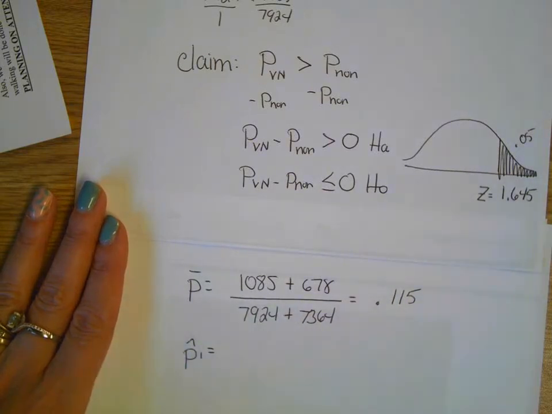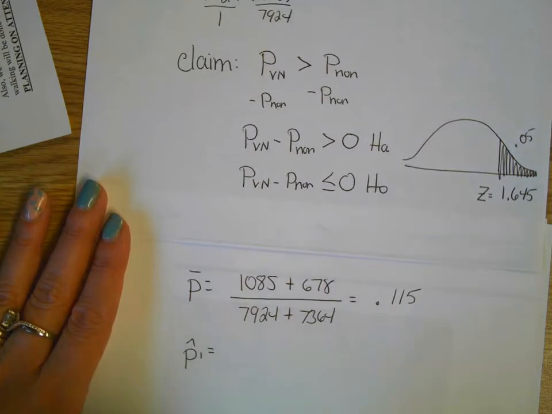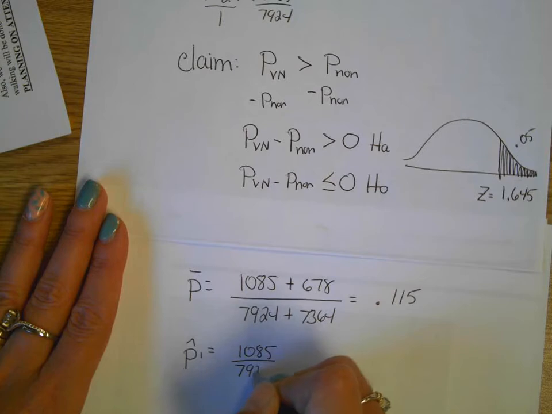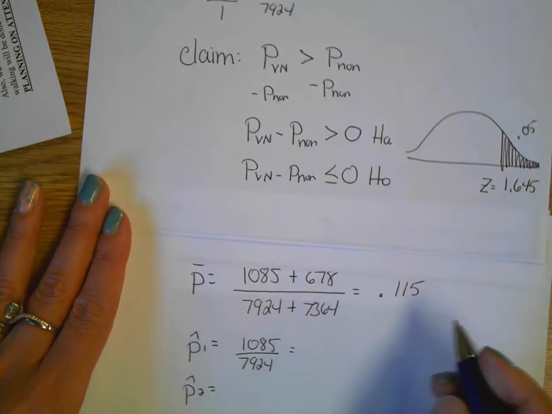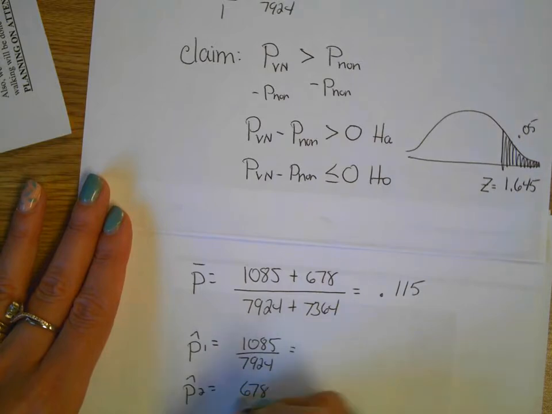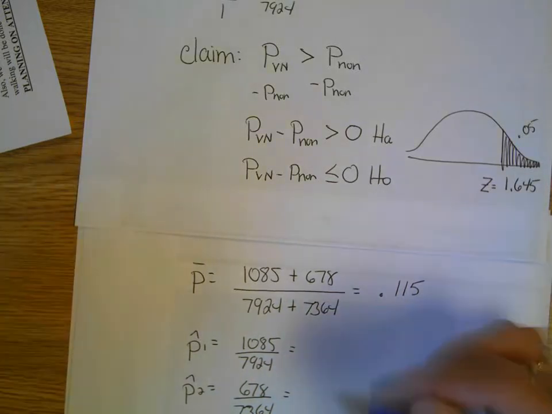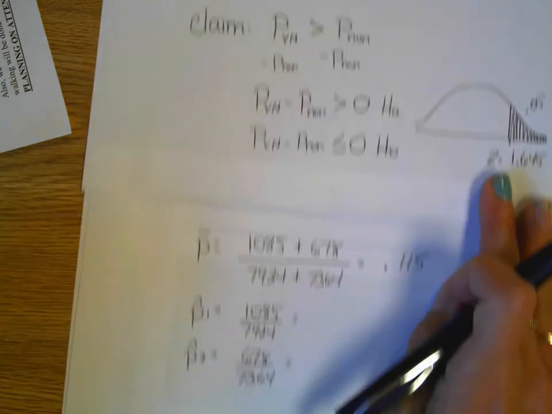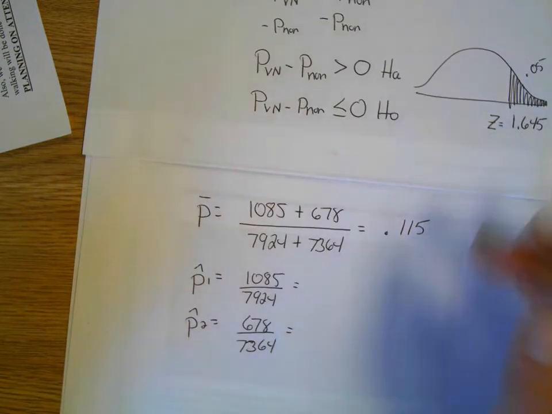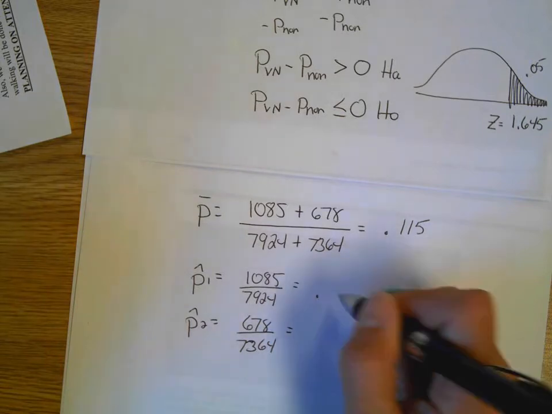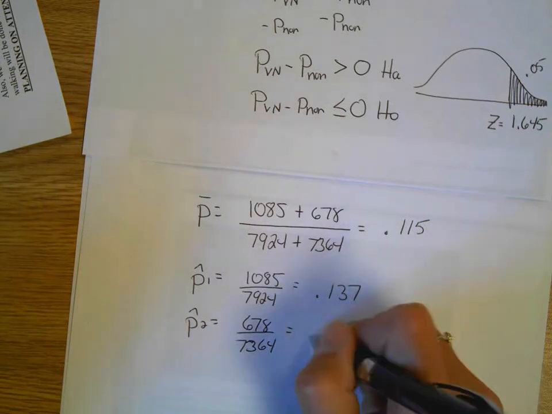Okay. So now the P hat 1 we're going to need. That's our percent successes from our first sample. So if I look back, that was 1,085 out of 7,924. And P hat 2 is the successes from sample 2. So if you want to do decimals there, you can. If you want to keep them as fractions, you can. I don't really care. What do you want? Decimal? Okay, what's the decimal for the first one? And the second one?